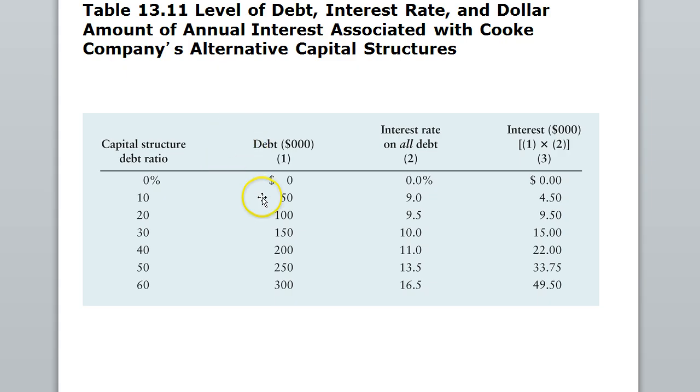Now, if we look at the level of debt and the interest we have to pay, at a 10% debt level, we have 50,000 in debt of the 500,000 assets, and it's a 9% interest rate. So the interest would be 4.5. If we go up to, say, 30%, now the interest goes to 10% and we're going to 15. If we go to the full 60%, interest is going to be higher. Why is the interest rate higher? Because it has to compensate for the additional risks, and the total interest paid is higher.